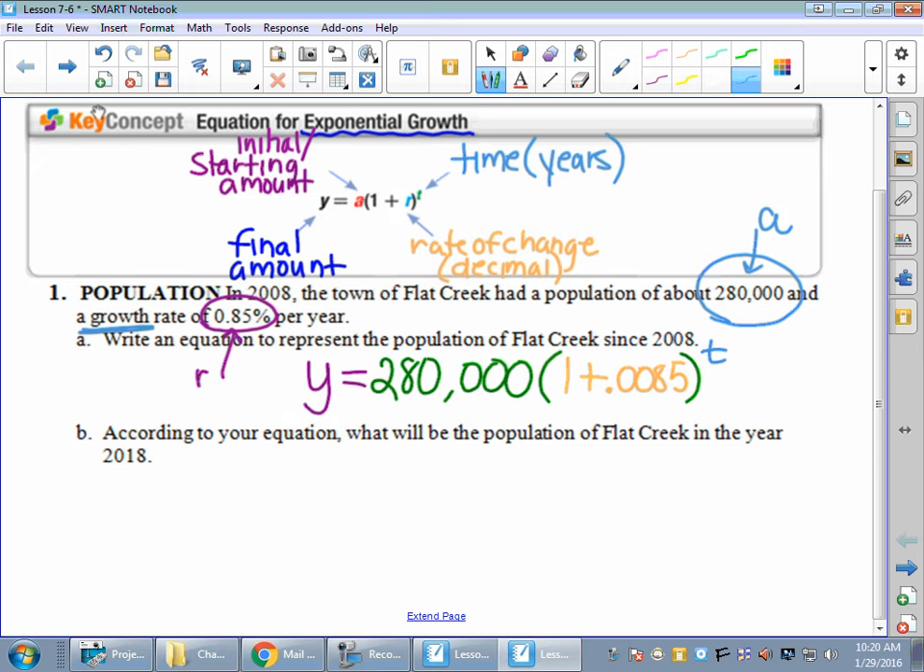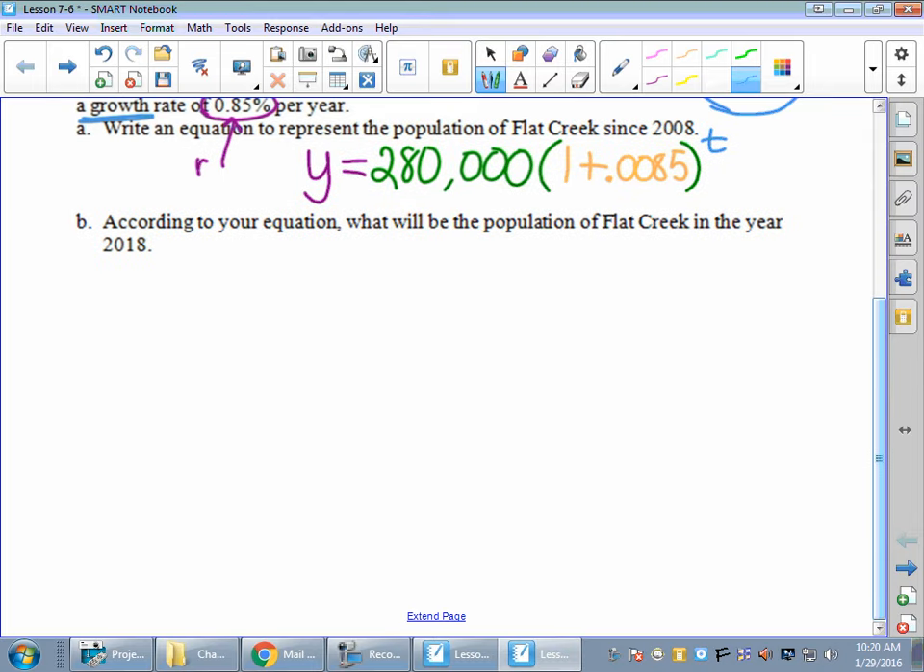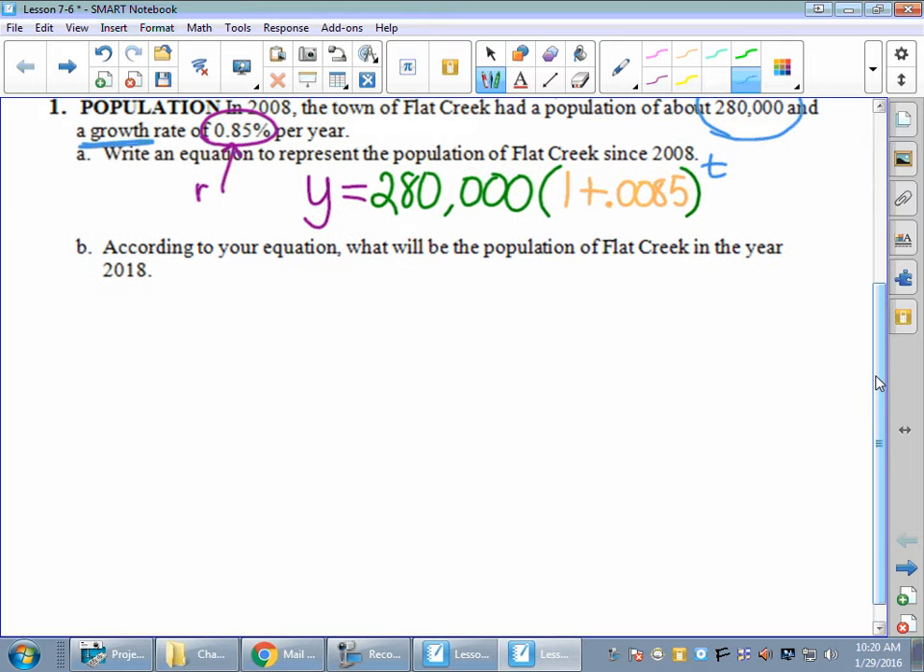That's our answer to part A. We just put everything in the appropriate place. So the hardest part is reading that and figuring out what goes where. So part A, y equals 280,000 times the sum of 1 plus 0.0085, all to the t power. Part B then, it says, according to your equation, so use your answer from part A, what will be the population of Flat Creek in the year 2018?